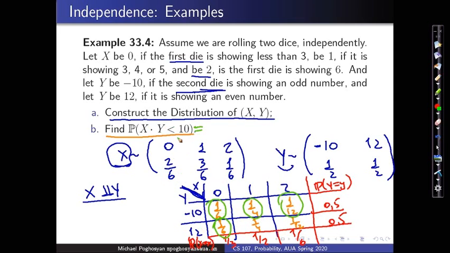And this is all. From reading this problem, we have inferred that we can assume X and Y are independent, and using that independence, we were able to complete this table and solve the problem.